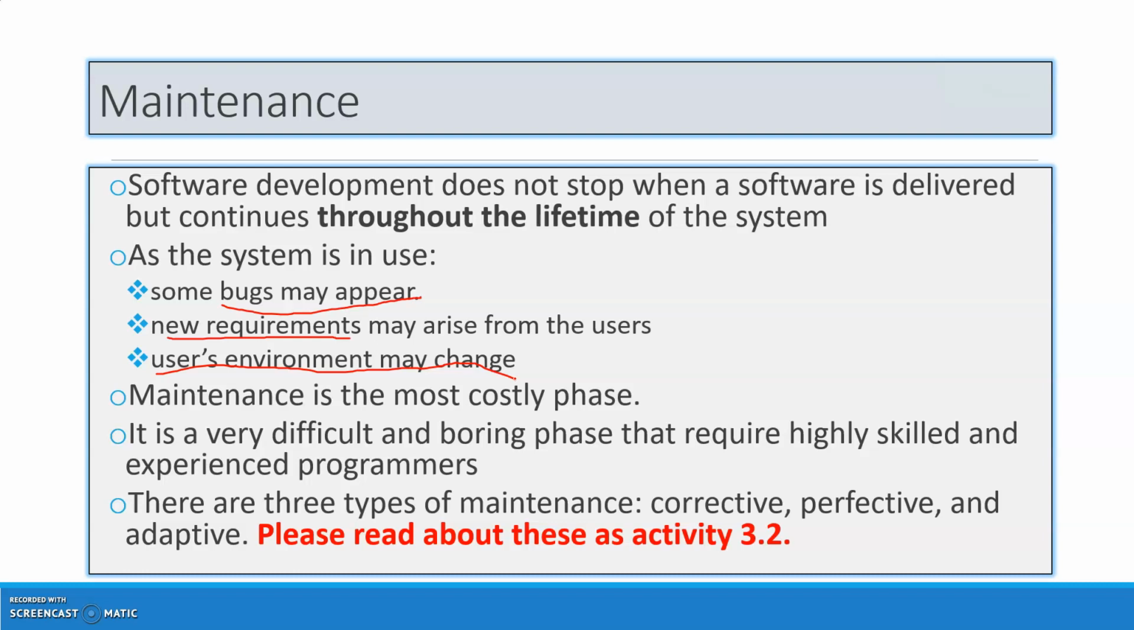So maintenance is the most costly phase. It's a very difficult and boring phase that requires highly skilled and experienced programmers. But in most cases, we find companies giving this phase to inexperienced programmers. But this is so crucial. There are 3 types of maintenance: corrective, perfective, and adaptive. And I would like you to read more about this and try to understand how they differ.